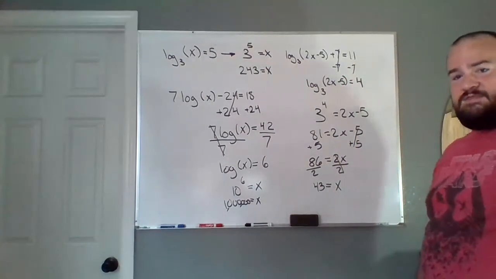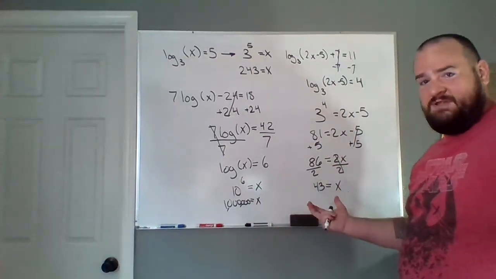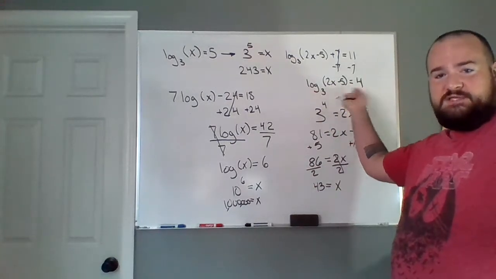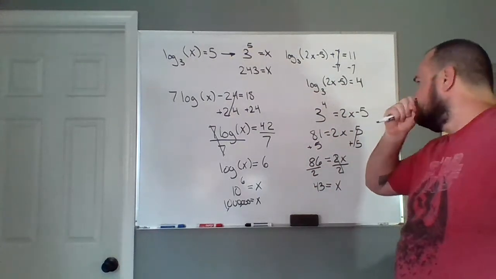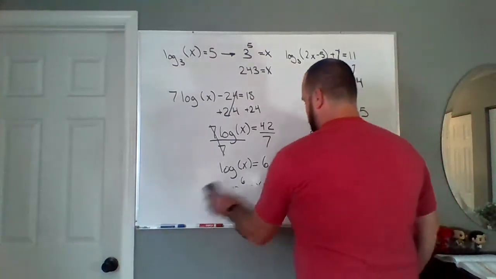So, this is how we deal with logarithmic equations with unknowns. It's really a simple idea. We want to isolate down so that we have just the logarithm of something equals a number, if we can, and then we go from there. Now, let's do another problem.